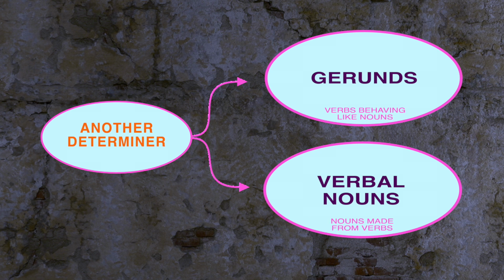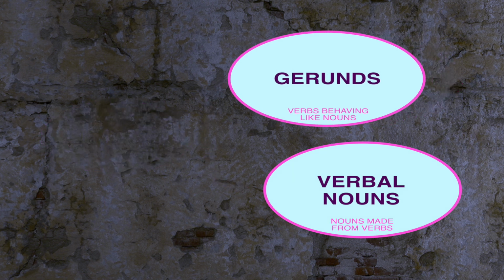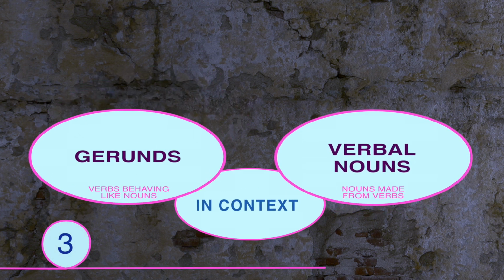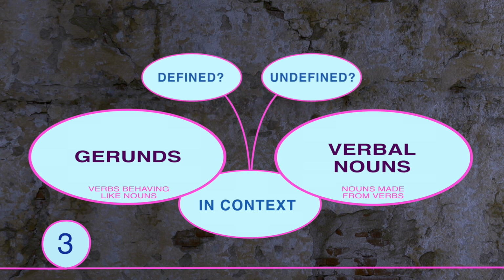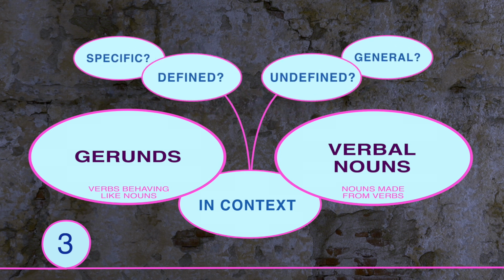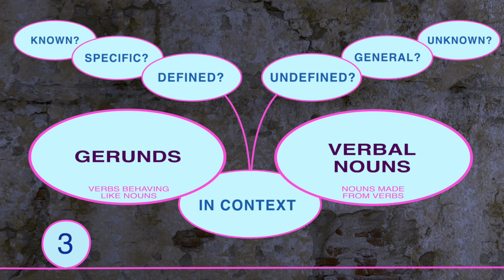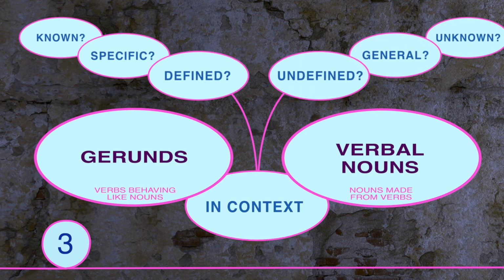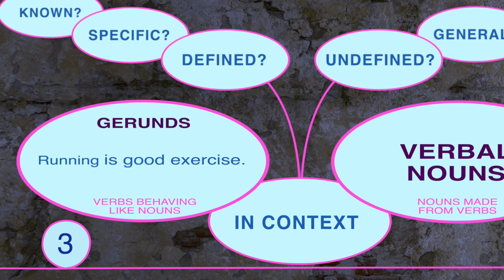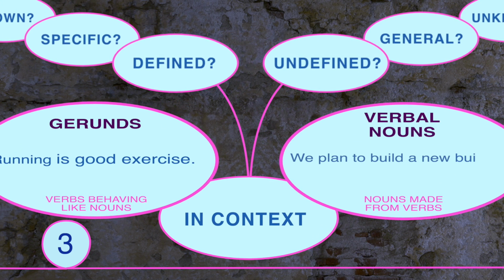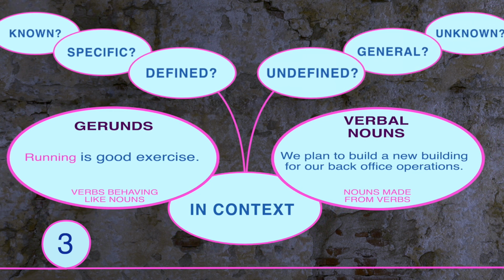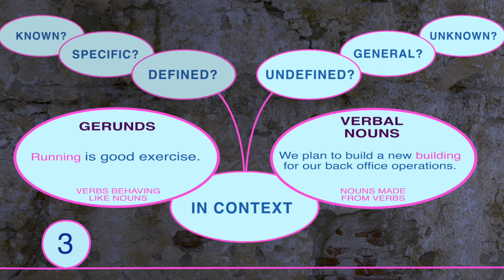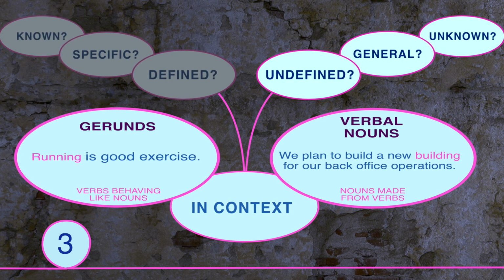When a verbal noun or a gerund does not have another determiner in front, step number 3 is to look at the context and decide if they are either defined or undefined. Are they being used in general or are they specific? In the context, are they as yet unknown or are they known to us already? So if we say, "Running is good exercise," or "We plan to build a new building for our back office operations," in both cases, the gerund "running" and the verbal noun "building" are undefined and are being used in general.